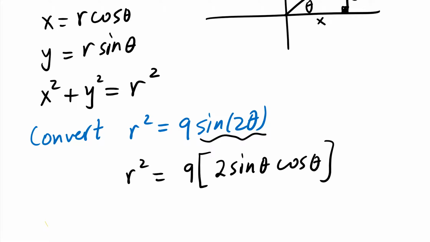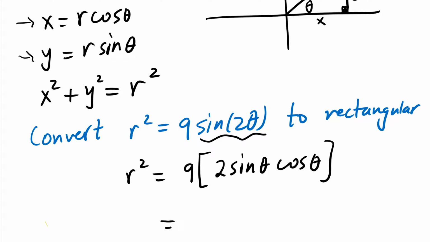But notice, I'm converting this to rectangular. Rectangular means only x and y. So notice, to get it to rectangular, I just need to get x and y. I need to get rid of r and theta. X and y in the equations are attached to r cosine, r sine. So I don't see r's on the right side.